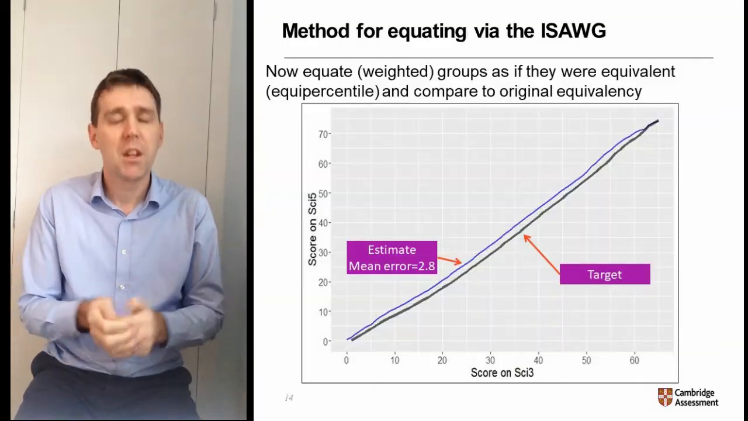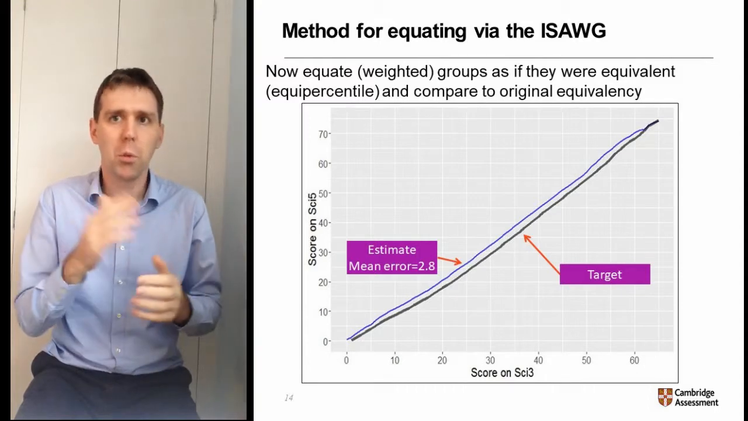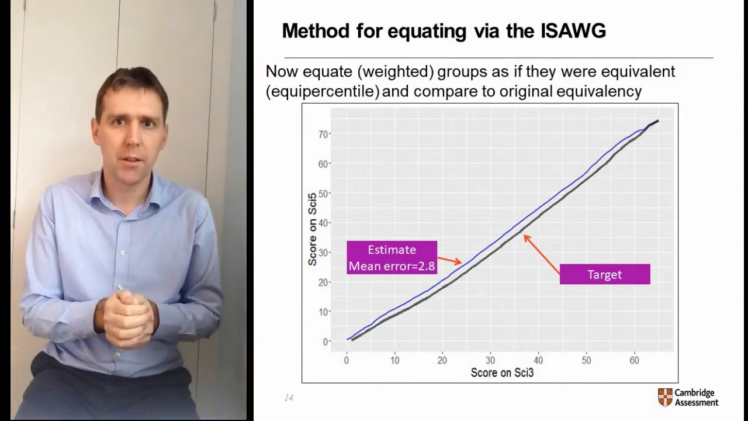Now that our two groups are in some sense equivalent again, I can go back to just looking at score distributions using the equipercentile method. What percentage got 20 or below on Science 3? What's the equivalent mark on Science 5? The same procedure I talked about before. And this can re-estimate how score on one test maps to each score on the other.